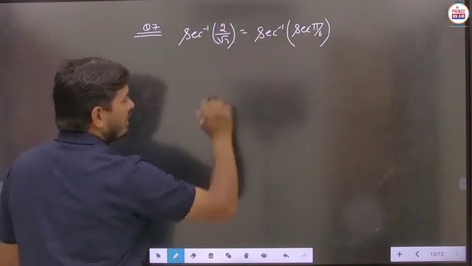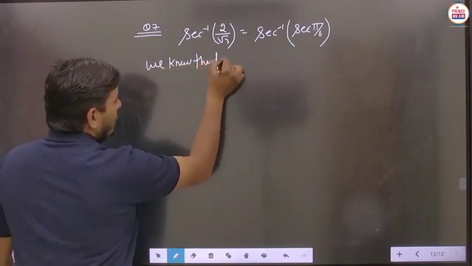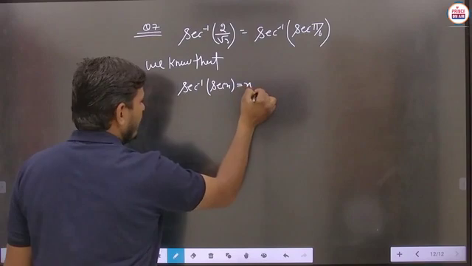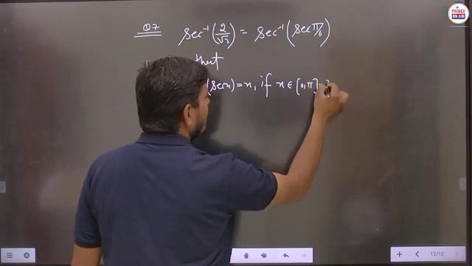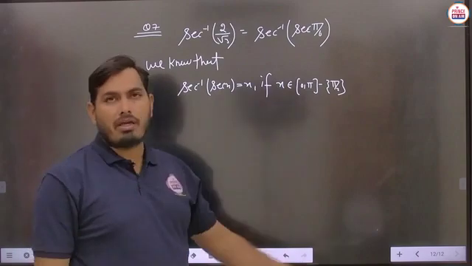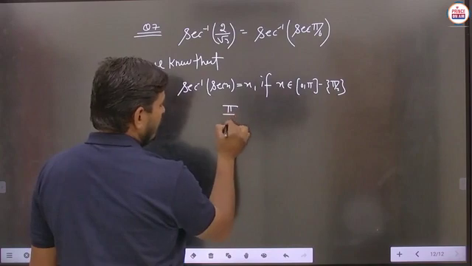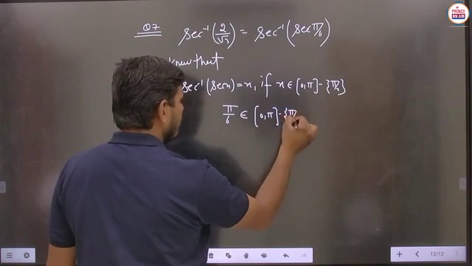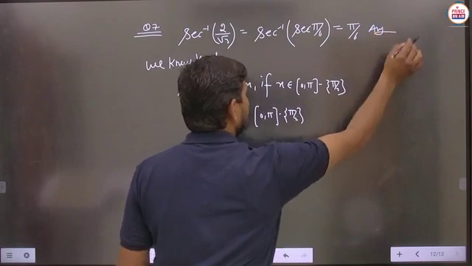Now sec inverse of sec x will be formed. So here we know that sec inverse of sec x will be written as x if this particular x is taken from 0 to pi except pi by 2. We know very well about the principal value of this sec inverse. Is it clear? So definitely, student, pi by 6 will be there. So pi by 6 belongs to 0 to pi except pi by 2. So there should be no problem in writing the answer, and the answer can be written as pi by 6. Is it clear?